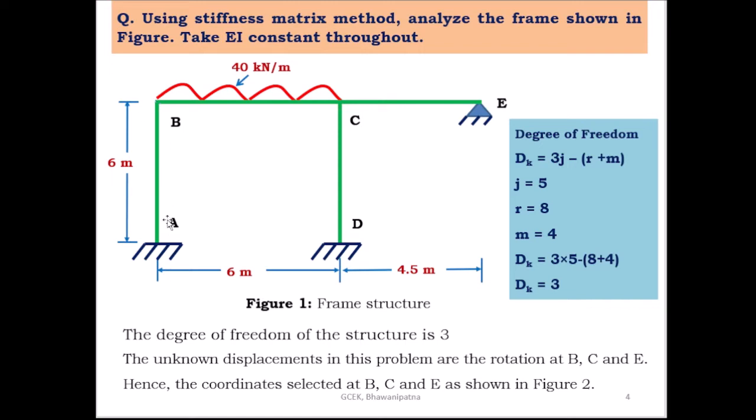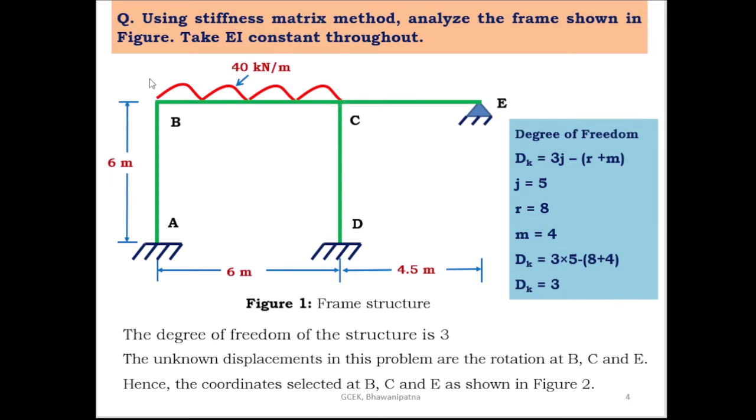But on the other spans, there is no loading. So the fixed end moments MFAB is 0, MFBA is 0, MFCD is 0, MFDC is 0, MFCE is 0 and MFEC is 0. The fixed end moments of the other spans are 0. Only find out the fixed end moment of the span BC, MFBC and MFCB, due to the UDL on the span BC.